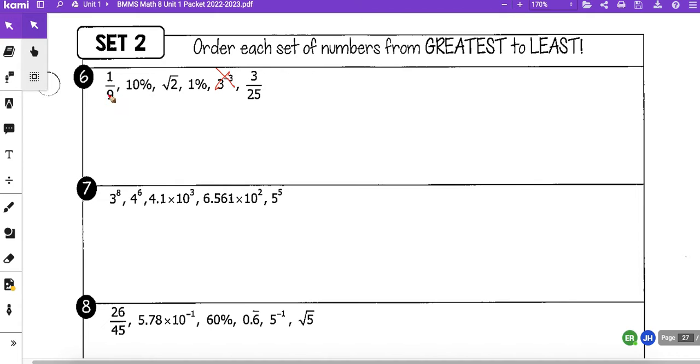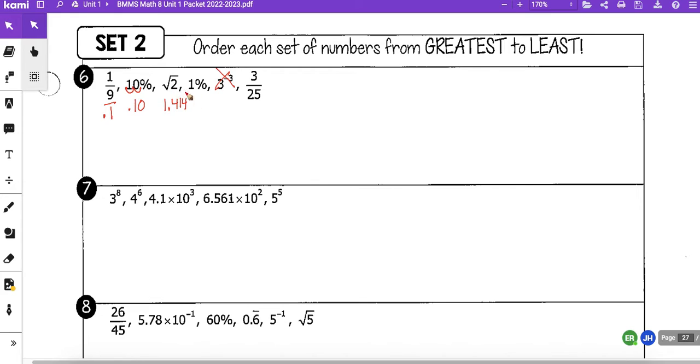And now we're going to convert these. So 1 divided by 9, we already know that from the previous page, 0.1 repeating. 10%, I can divide by 100 because percent's out of 100, or I can move 2 to the left like this. So this would be 0.1 or 10 hundredths. Okay, the square root of 2 is going to be 1 and 414 thousandths. Okay, I'm just going to go 3 numbers after the decimal. It doesn't terminate.